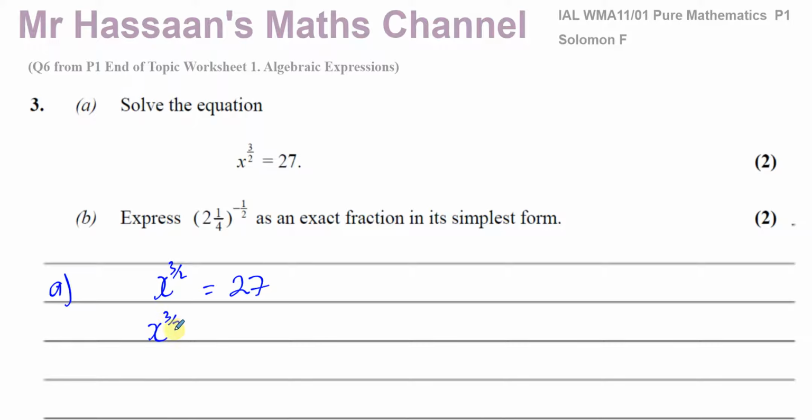So the reciprocal of 3 over 2 is 2/3. If you multiply 3 over 2 by 2/3, you get 1. We want to end up with x to the power of 1 in the end. So if we raise this to the power of 2/3, those will cancel out. And this is the same as raising 27 to the power of 2/3 as well. You have to raise this side to the power of 2/3, and you raise that to the power of 2/3 as well. So you end up with x equals 27 to the power of 2/3.